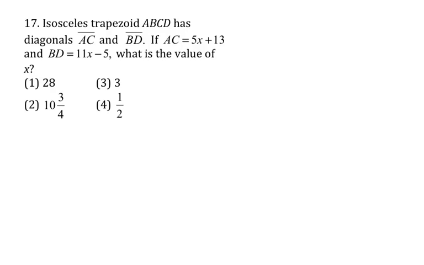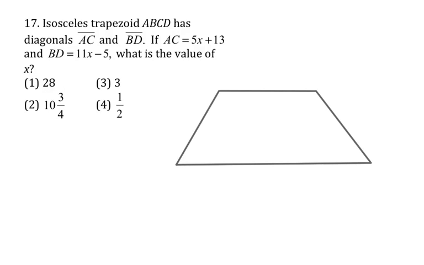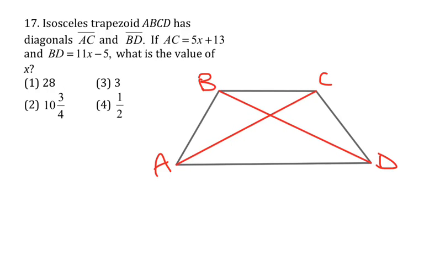Number 17. Isosceles trapezoid ABCD. So here, something like this. And then here we have A, B, C, D. And AC now becomes a diagonal, so is BD. So here AC, and what do you realize about the diagonals in isosceles trapezoid? In fact, they are congruent to each other.